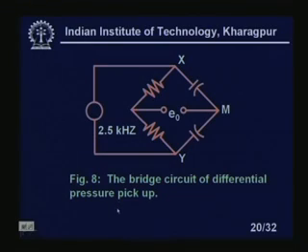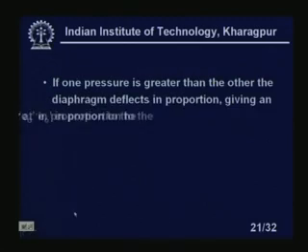Now, see, this is our signal conditioning circuit, the bridge circuit of the differential pressure pickup. We have X and Y and M movable plates and two capacitors. What will happen? If this increases, this will decrease. That means, if this increases, I am sorry, let me go to the previous slide.